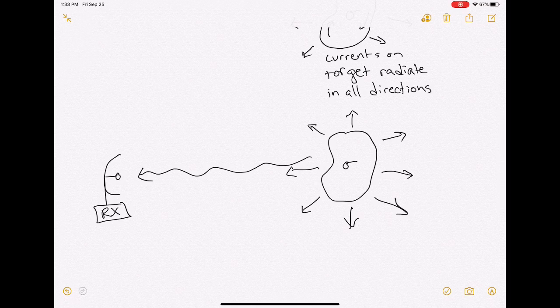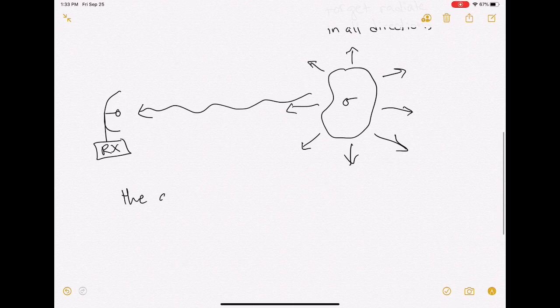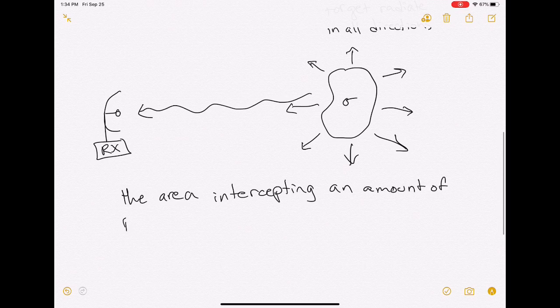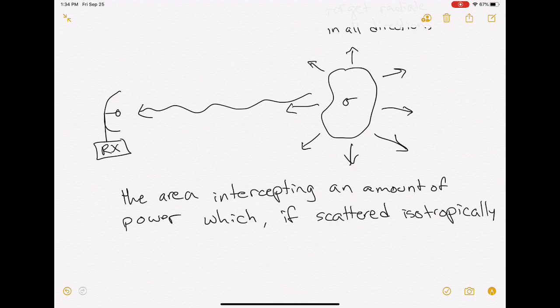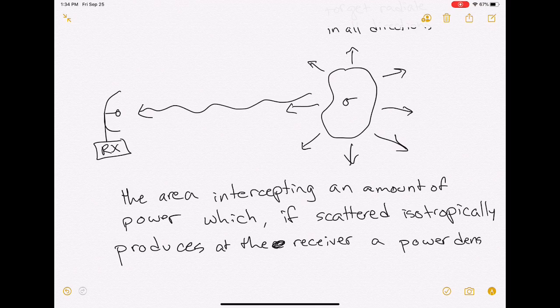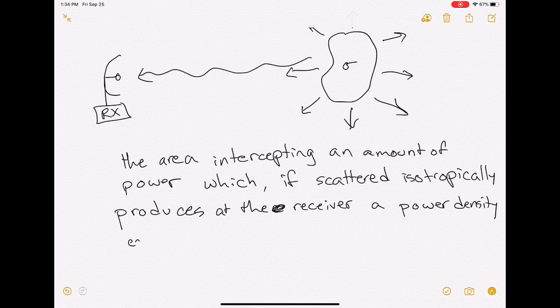The definition of radar cross-section is the area intercepting an amount of power which, if scattered isotropically, produces at the receiver a power density equal to that produced by the actual target.